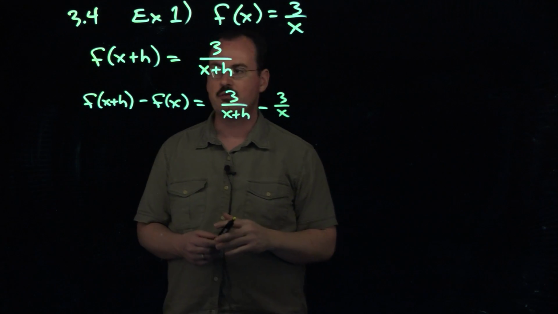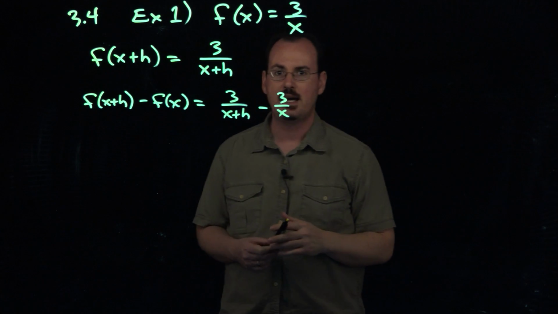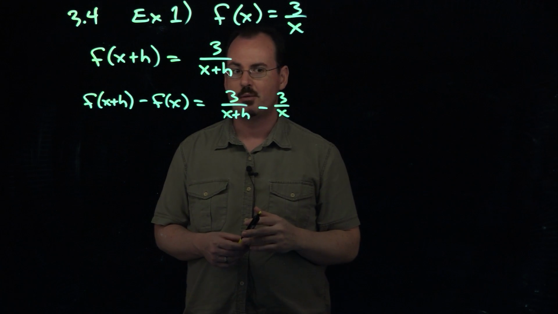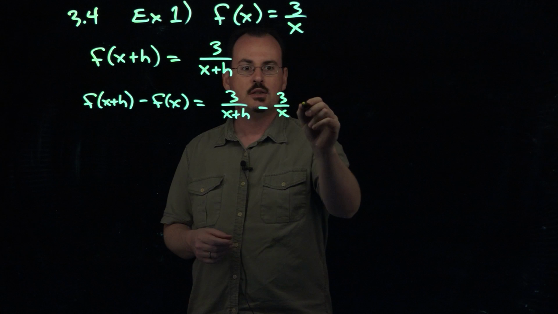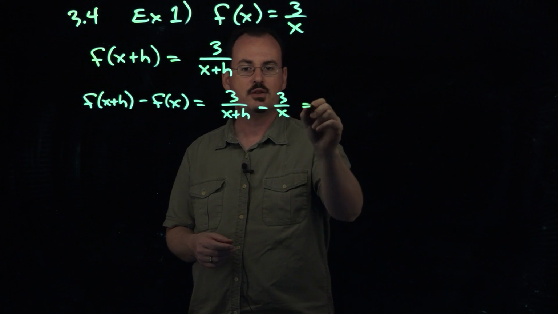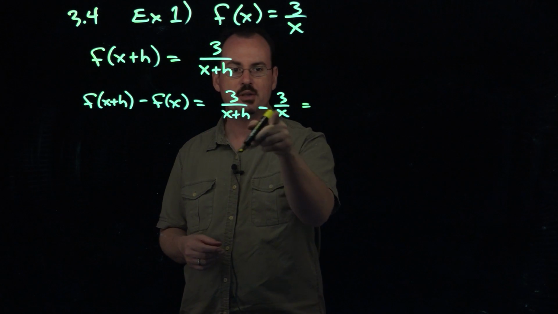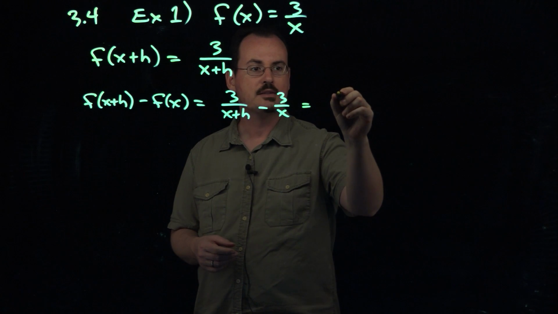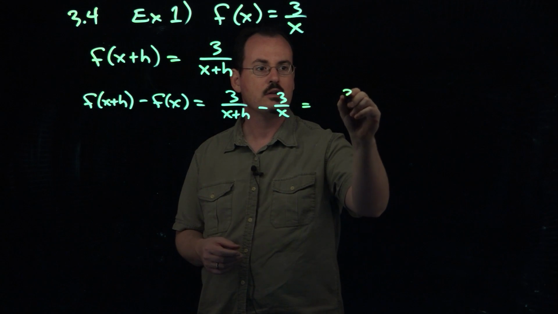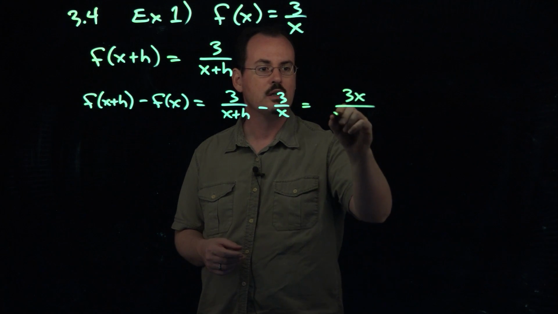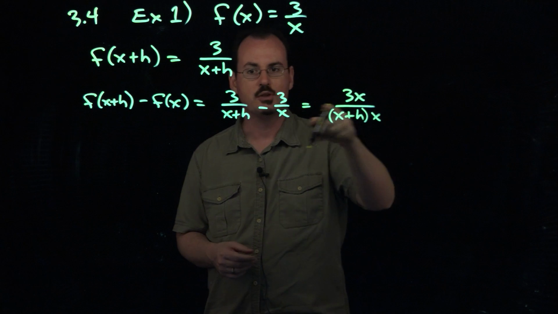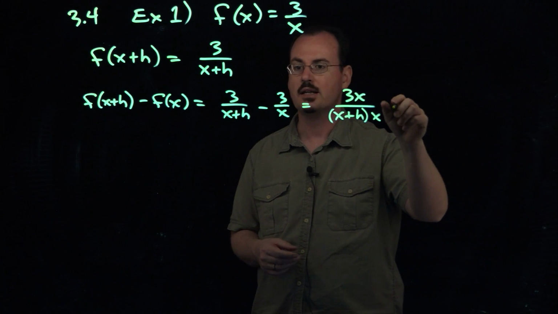And then it says to simplify this. So what they mean by that is that we want to, in this particular case, subtract these terms. And we'll do that by finding a common denominator. So we'll multiply the first term. The common denominator is going to be the product of the two denominators. So the first one, we'll need to multiply it by x over x. So we're going to have 3x over x plus h times x. I'm just multiplying that term by x over x.